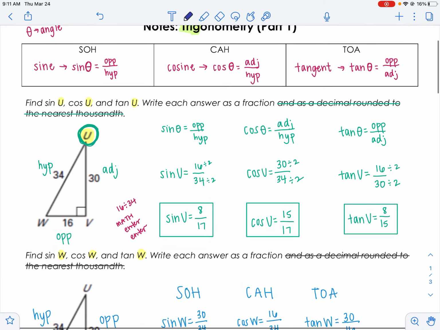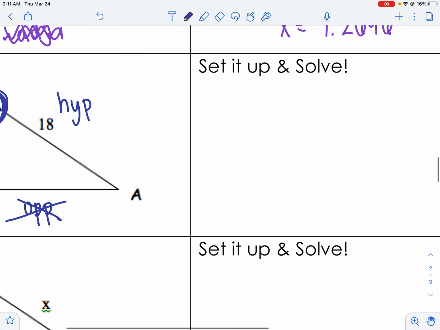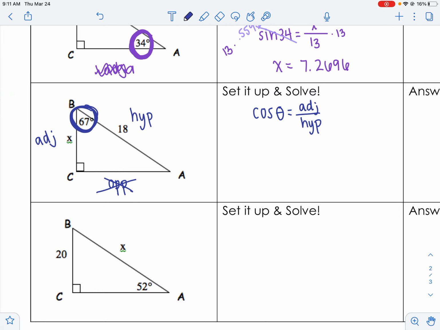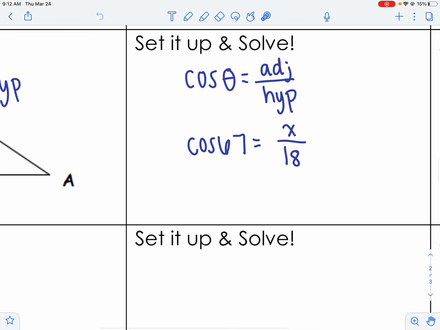And then I'm going to figure out which formula uses adjacent and hypotenuse. Well, that's cosine. So I'm going to use cosine of theta equals adjacent over hypotenuse. So cosine of 67 equals x over 18. Now, cosine of 67 is a number, so I'm going to go to my trig chart and figure out what cosine of 67 is, and that's 0.3907. So I'm going to cross out cosine of 67 and just put what it was, 0.3907.